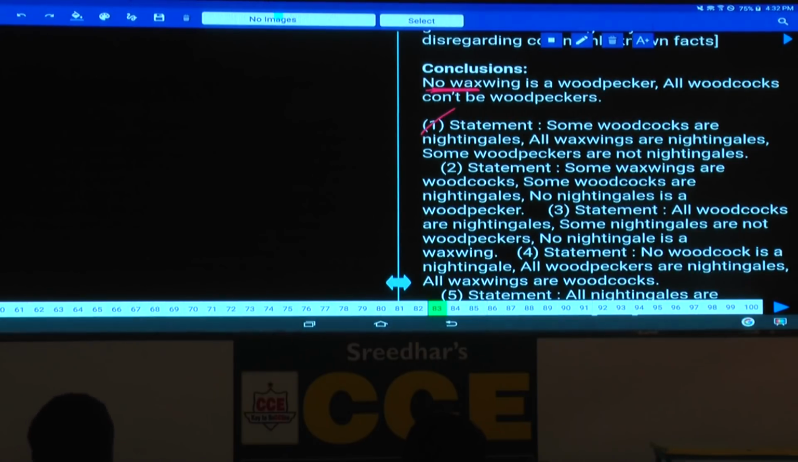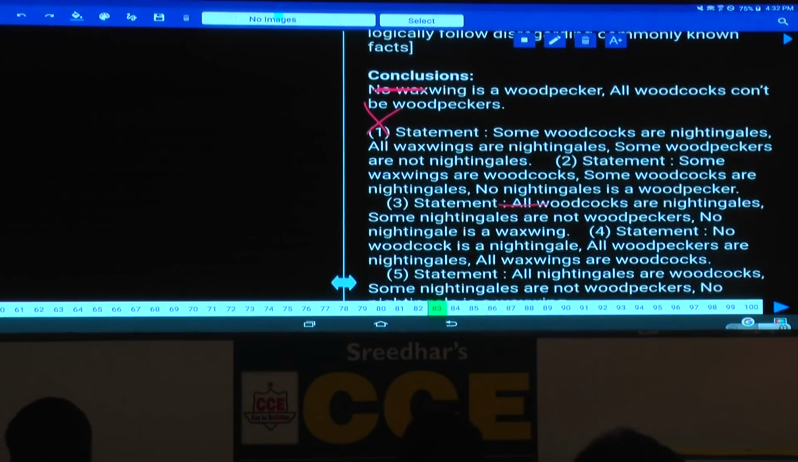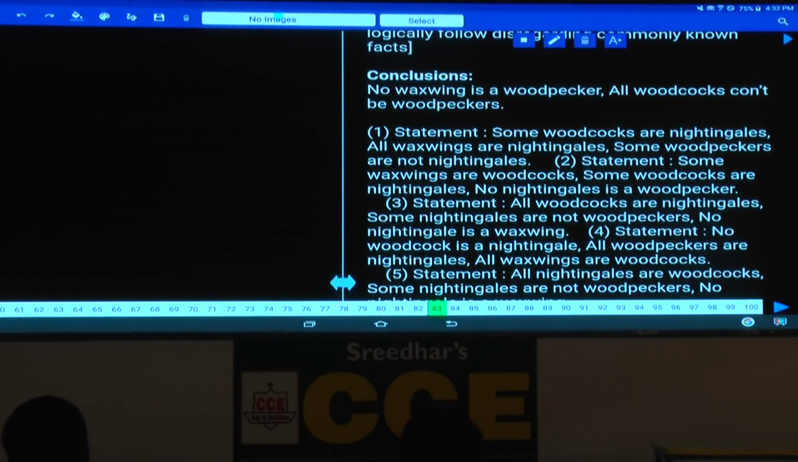No is not there, hence choice 1 is ruled out. Then in the second one, nightingale is there, fine. Nightingale is a woodpecker, isn't it? Now in the second one, nightingale is there. No nightingale is a woodpecker is there.